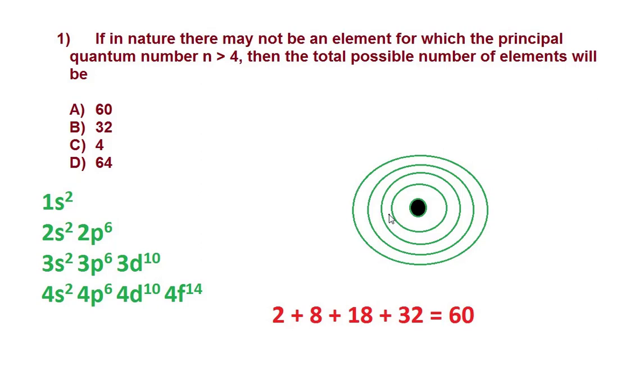Today we'll be doing some problems based on atoms. The first question: if in nature there may not be an element for which the principal quantum number is less than 4, then the possible number of elements will be. So these are four options given to us.